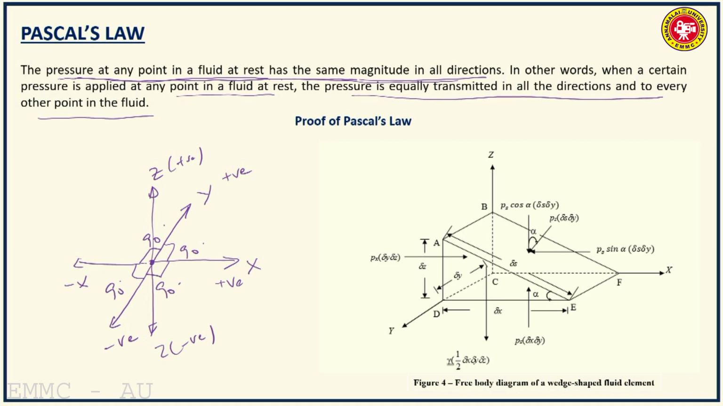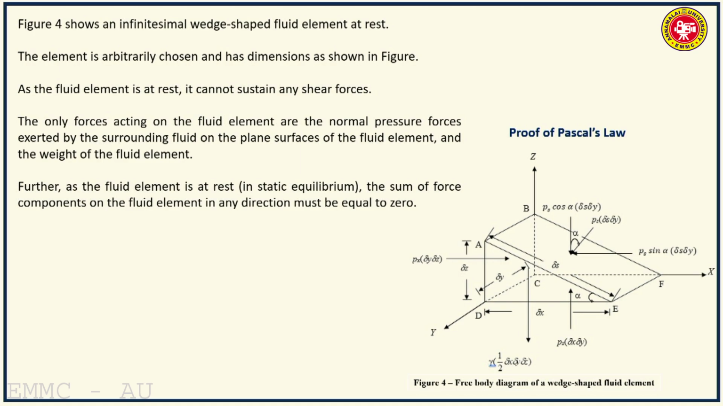So here, instead of the rectangular parallelepiped we considered in the earlier derivation, in which we proved that the pressure always acts in a direction normal to the surface with which it comes in contact, and that P is equal to gamma h, we are taking a triangular shaped fluid element, a triangular prism. It is an infinitesimal wedge shaped fluid element at rest, arbitrarily chosen within the fluid mass.